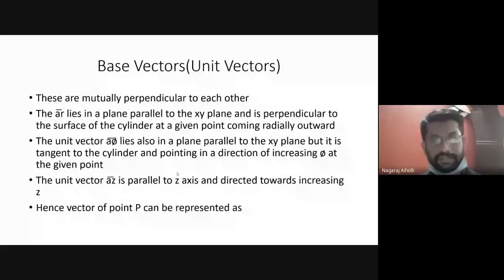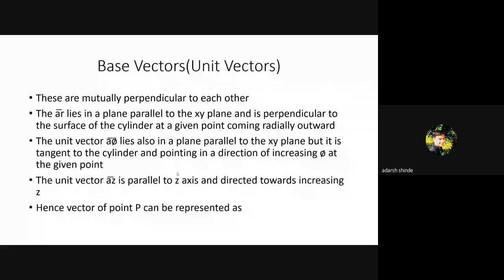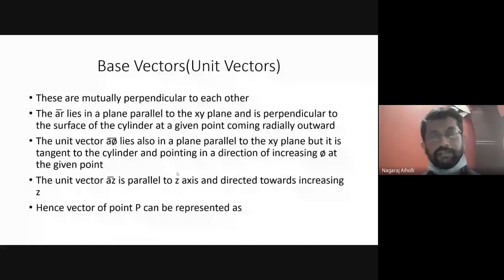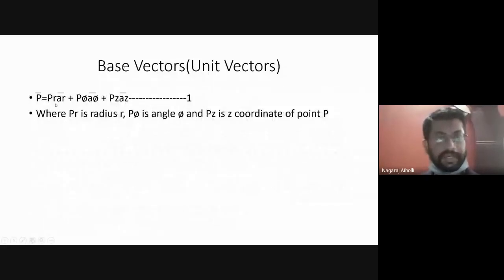AR bar, A phi bar and AZ bar. Fine, you're right. But you should not leave out the magnitude. Vector P is equal to PR AR bar, where PR is the magnitude and its direction is given by the unit vector AR bar, plus P phi A phi bar, where P phi is the magnitude and A phi bar is the unit vector giving the direction, plus PZ AZ bar. Simple. That's what I have written here: vector P is given by PR AR bar plus P phi A phi bar plus PZ AZ bar.